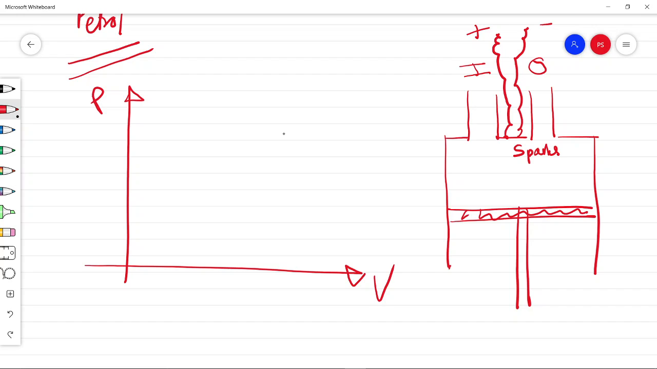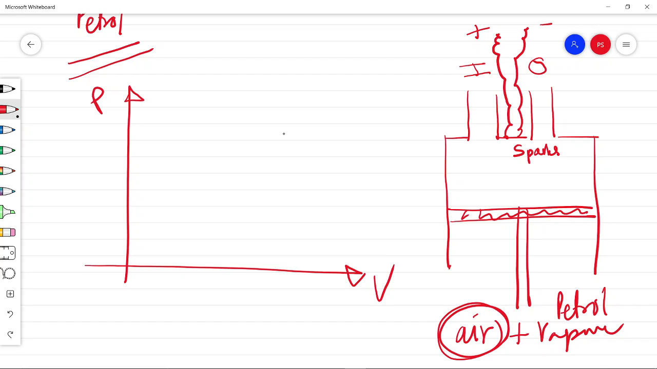What is the working substance in this case? The working substance is a mixture of air and petrol vapor. So we require air for this process to take place along with the petrol, because air is the substance which burns during this combustion process.